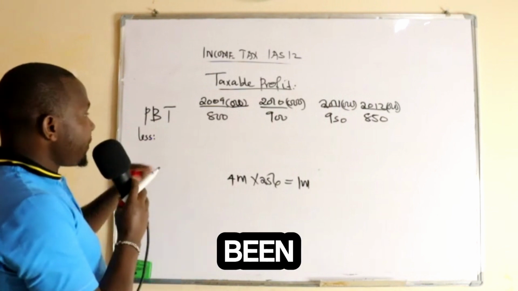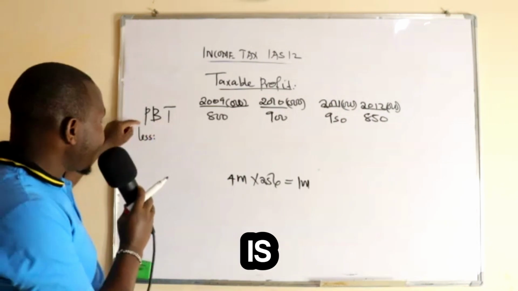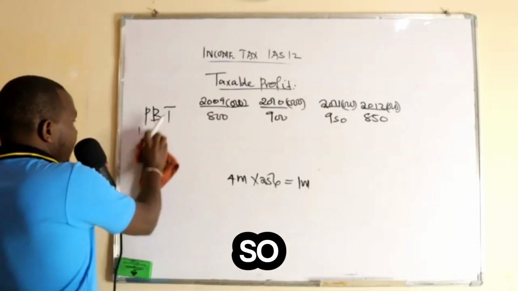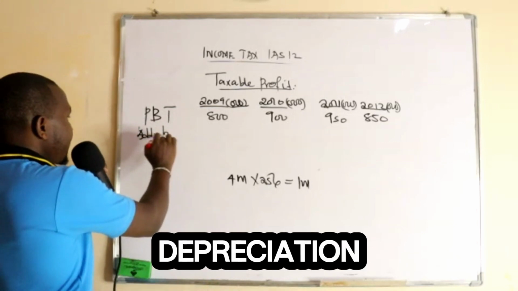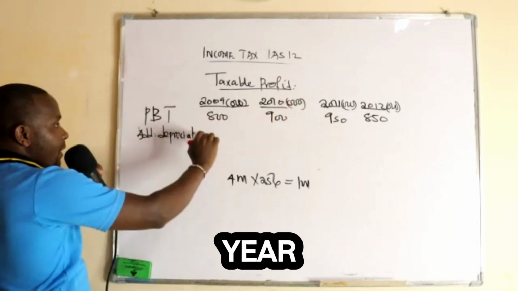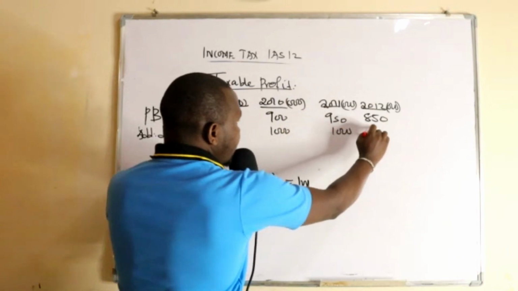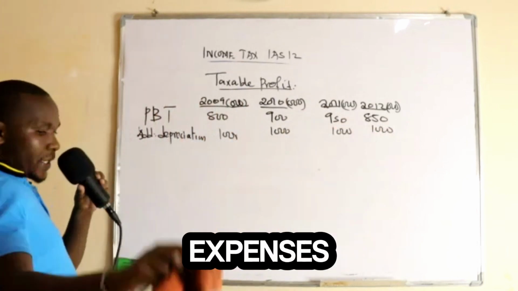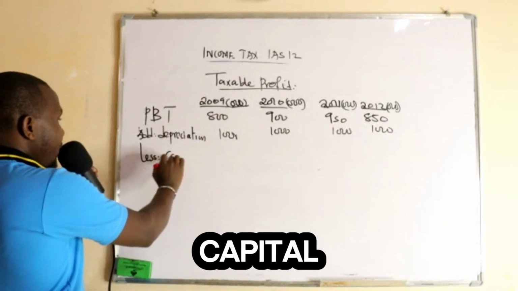No, it has already been subtracted here, because this one is the profit before tax. So we'll have to add back depreciation, which is constant throughout the year, 1,000. And then less the allowable expenses, less the capital allowance.